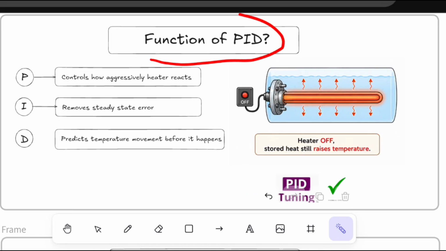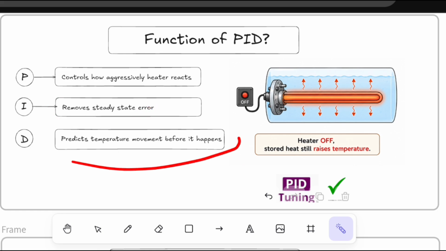So what is the function of PID? P controls how aggressively the heater reacts. I removes steady state error, and D predicts the temperature movement before it happens. A tubular heater stores heat and keeps releasing it after power is turned off. This will cause the temperature to overshoot, and your PID must compensate for this delay.